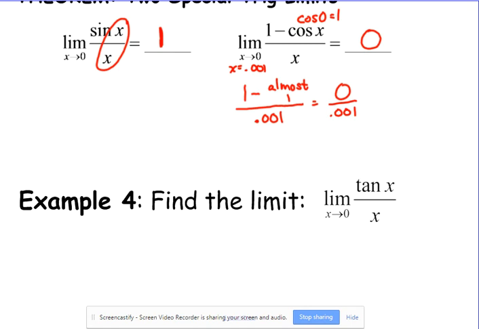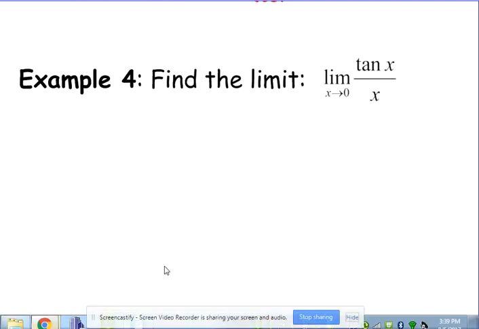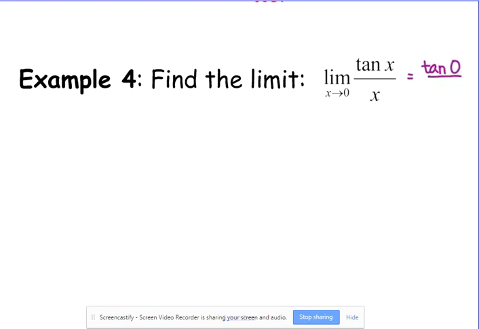Okay, let's find the limit of tangent of x over x. We're actually going to use those two trig limits here in a second. If we just plugged in 0, tangent of 0 over 0, well, we've got 0 in the bottom, that's a problem. And the tangent of 0 is also 0. So it's 0 over 0. But 0 over 0 is good. Indeterminate form means that we can do something to fix that problem.